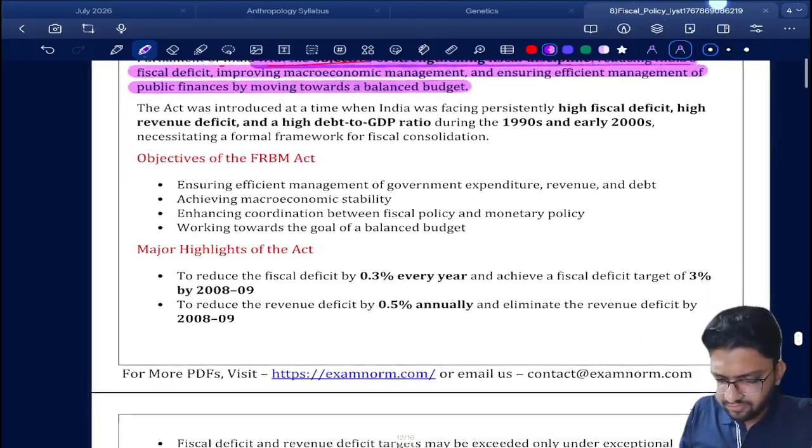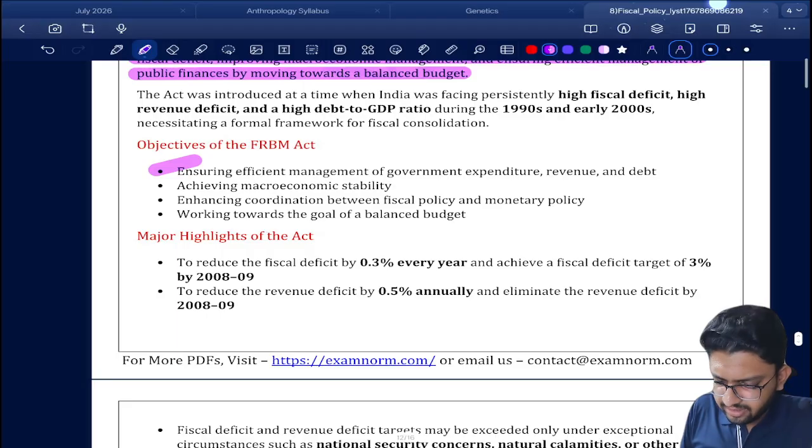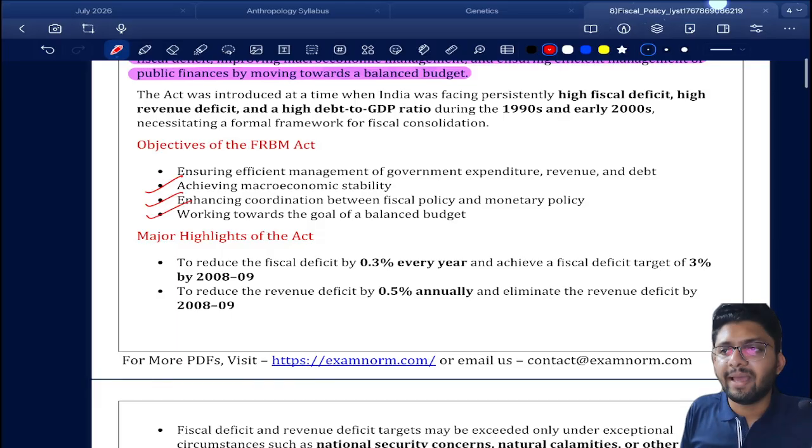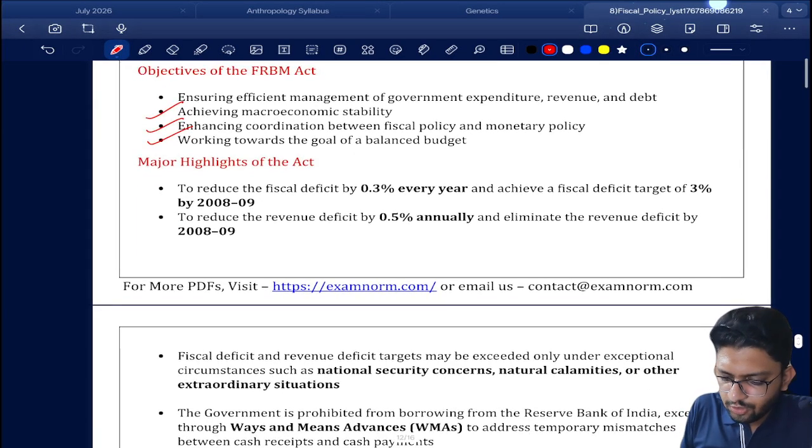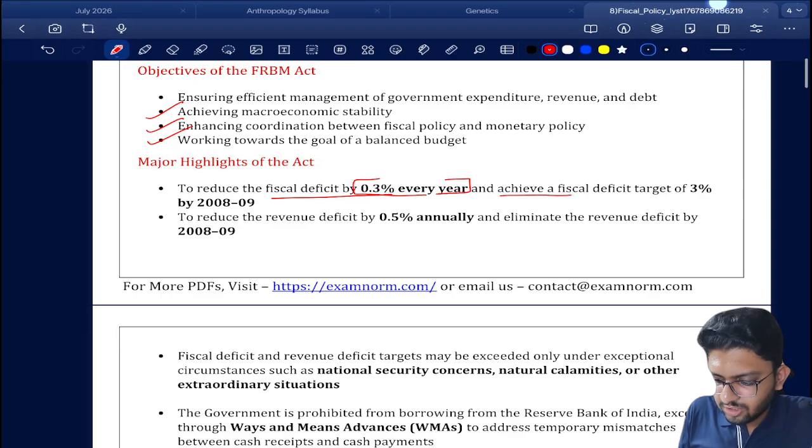Objectives of FRBM Act we have seen: ensuring effective management, achieving macroeconomic stability, enhancing coordination, working towards goal of balanced budget. Currently we have a deficit budget, so the aim of FRBM Act was, let us keep a target that beyond 4% of fiscal deficit we would not exceed that limit. This is just an example. Let us see major highlights of the act: to reduce fiscal deficit by 0.3% every year, to achieve a fiscal deficit target of 3% by 8-9.